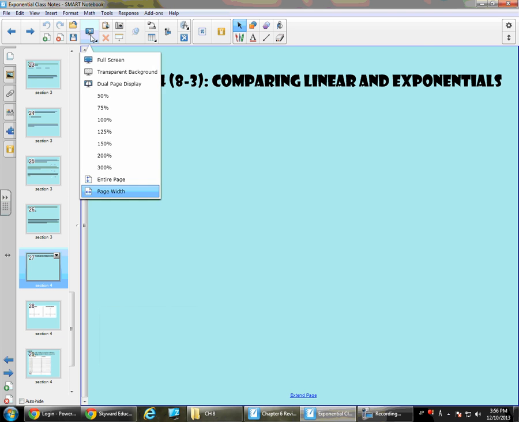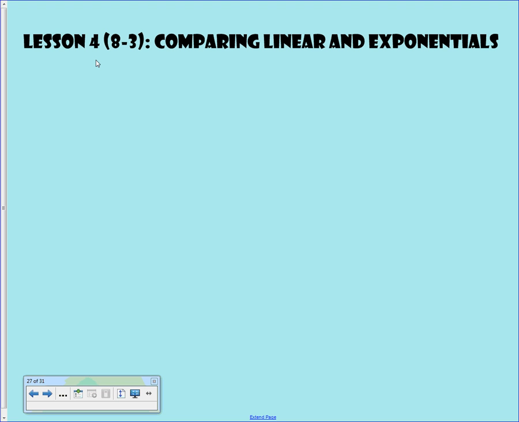Lesson 8.3, or lesson 4 for us in our exponential chapter, is going to be basically comparing linear and exponential functions again, but this time using it and deciphering those out of story problems.